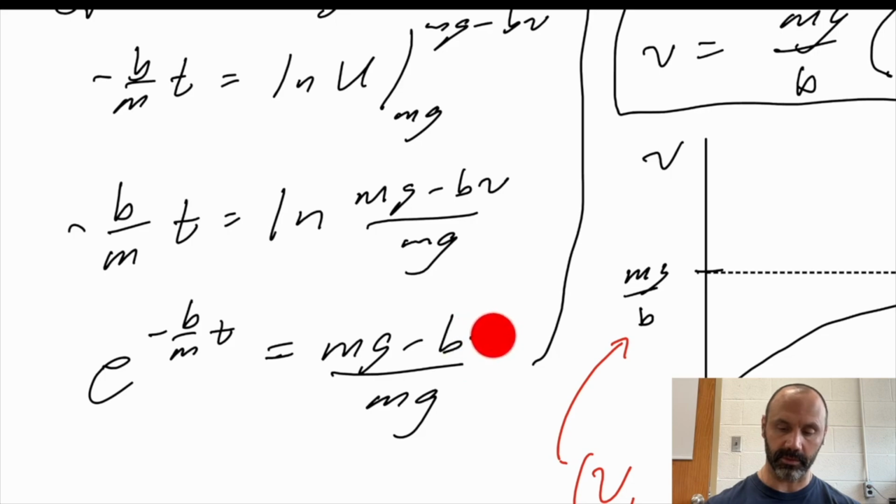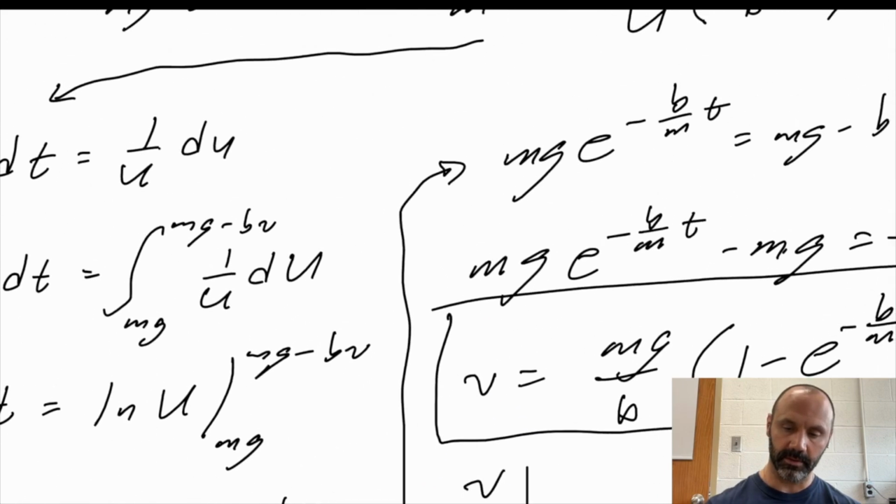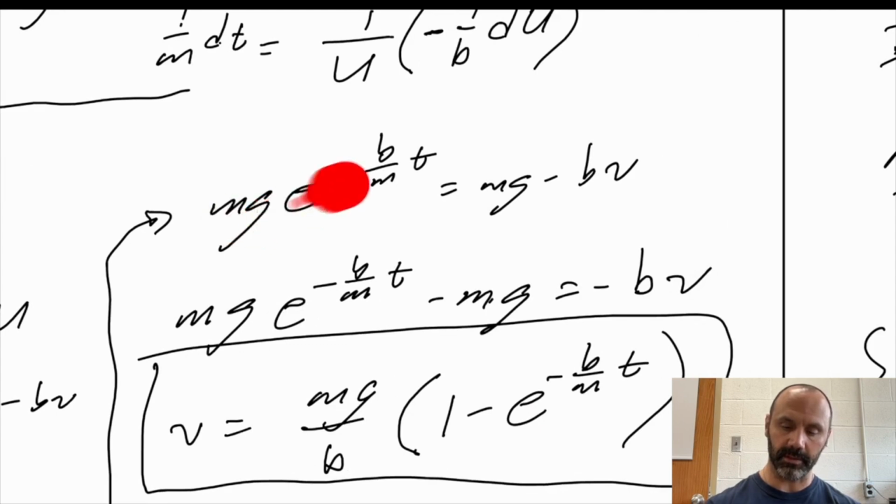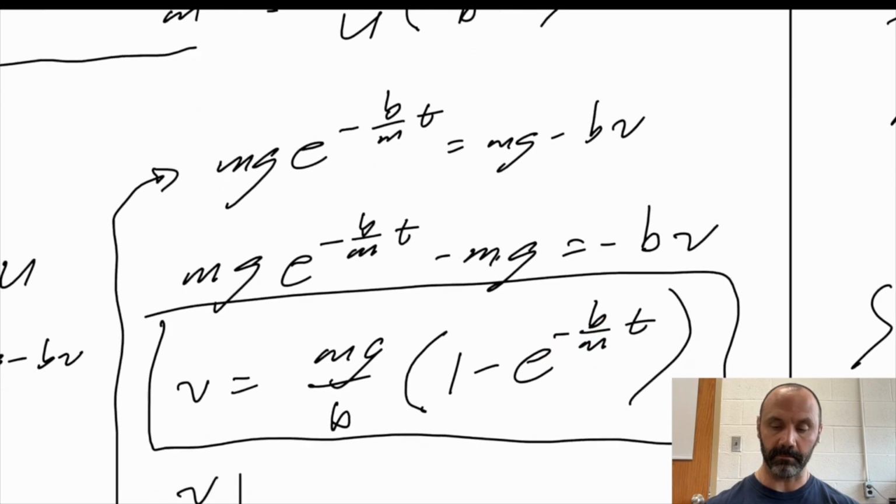Again, I'm still just trying to solve for v, and now I'm going to follow this going up to here. Right, so I multiply mg to both sides, just do a little bit of algebra. Then I subtract mg over to this side, negative, divide by b, factor out mg, and we end up with mg over b times 1 minus e to the negative b over m t.